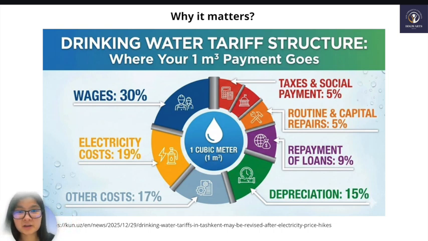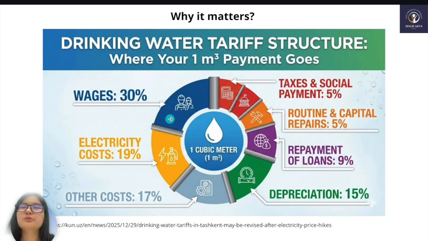So why does it matter that we learn it? It is in order to understand where the money of your parents goes, and in the future, once you start paying for water bills yourself, where that money goes. So basically, here is the pie chart that shows where the money for water bills goes. So first of all, it's wages.